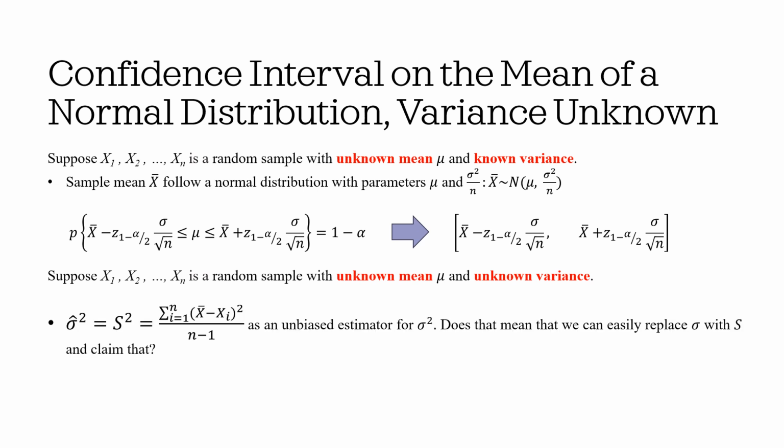From our discussion on point estimators, we know that the best approach is to replace the population standard deviation, sigma, with a sample standard deviation, s, in the normal statistic. This raises the question, can we still claim that x bar minus mu divided by s over square root of n follows a standard normal distribution? To answer this, we need to determine the distribution of this new statistic.